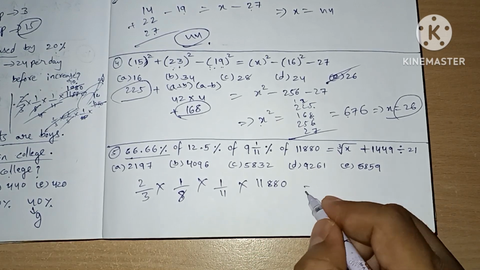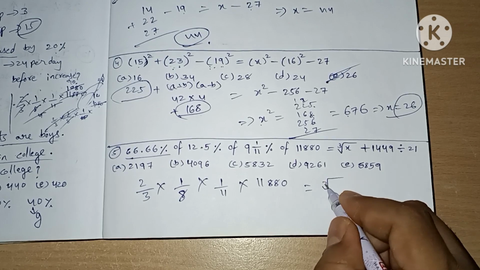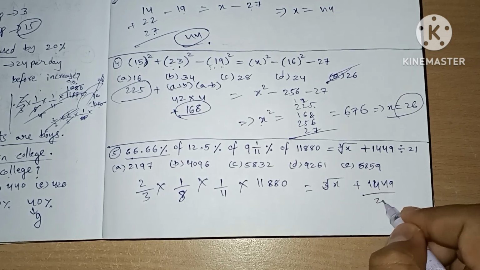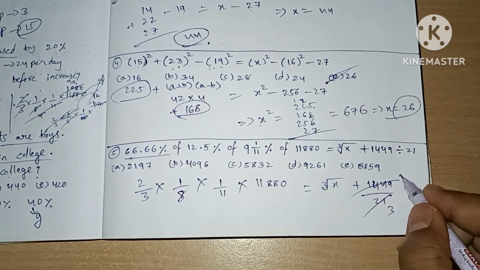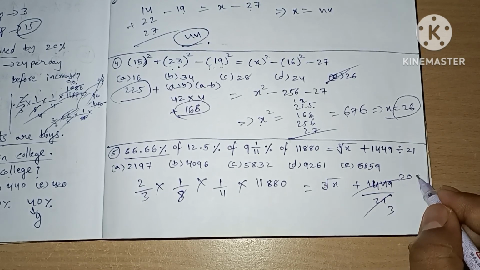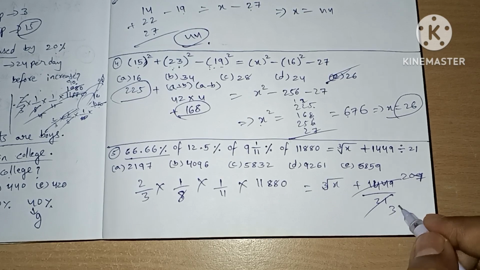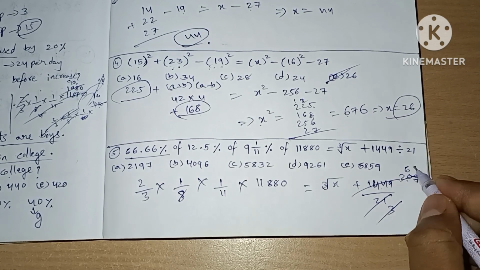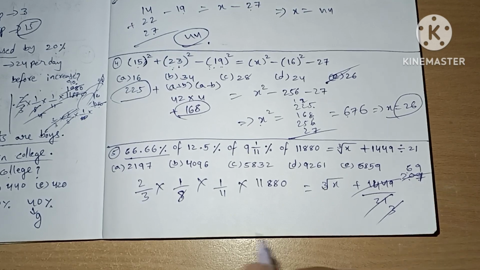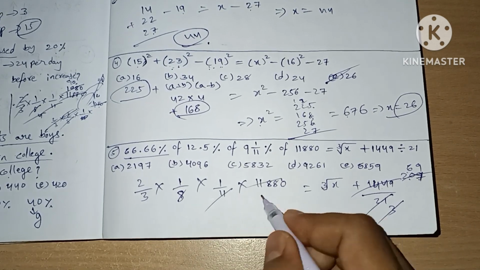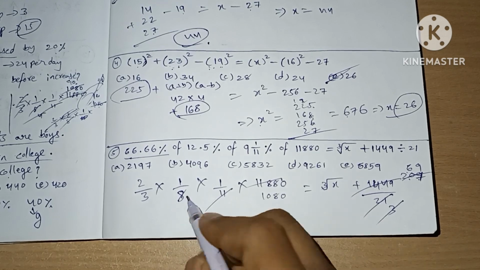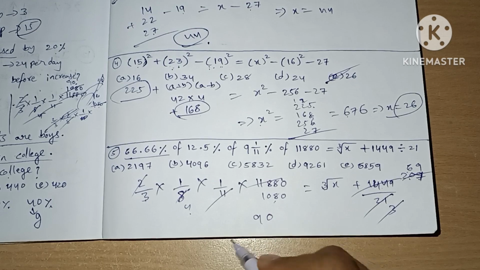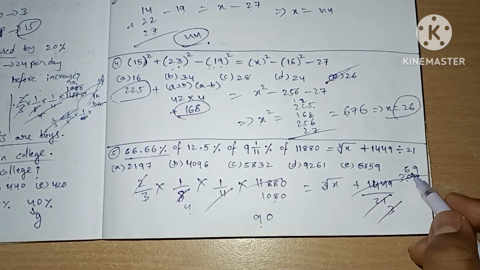11880 equals to cube root of x plus 11449 divided by 21. I see 7 3 times, 7 2 times, 0 and 7 times. 3, 6 times 18, 9 times. So we have 69 here, and this is 11 1 times, 0 times, 80, 2 4 times, 4 3 times 12, 12, 90 times. So here we have 90 and here it is 69.